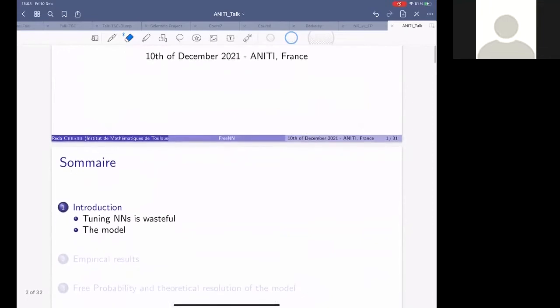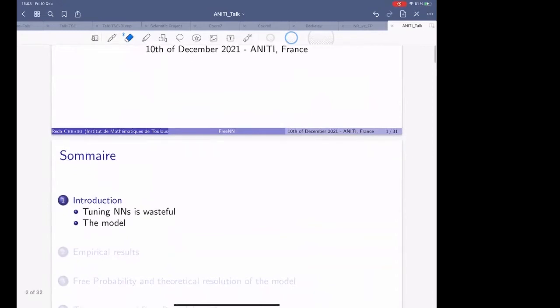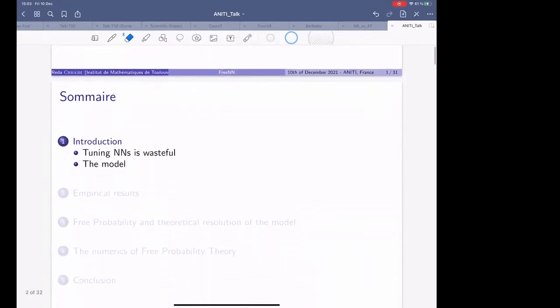So first, let's start with the introduction. My first points will be: first, why is the tuning of neural networks wasteful in time, in resources, in money, in brain power? And then I'll recall the basic model of what is happening. So the plan is, first I'll start with the empirical results as quickly as possible.